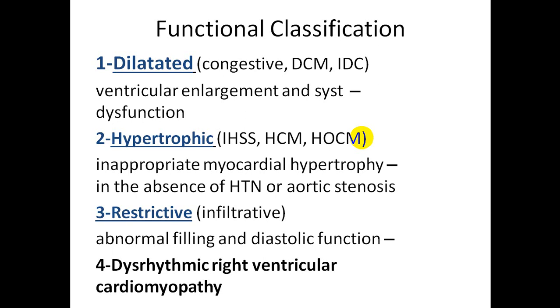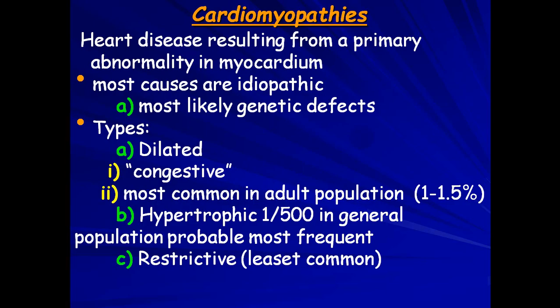So in the functional classification, dilated cardiomyopathy presents as congestive heart failure, usually with ventricular enlargement, leading to systolic dysfunction. Hypertrophic cardiomyopathy has inappropriate myocardial hypertrophy, either septal, apical, or generalized, and usually diastolic dysfunction, with exclusion of other causes like hypertension or aortic stenosis. Restrictive or infiltrative cardiomyopathy has abnormal filling and usually diastolic dysfunction. Lastly is arrhythmogenic right ventricular cardiomyopathy.